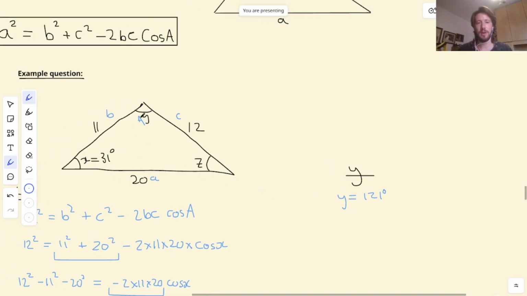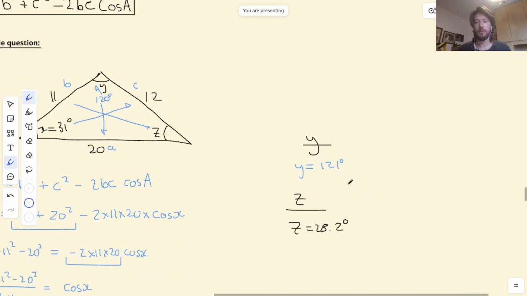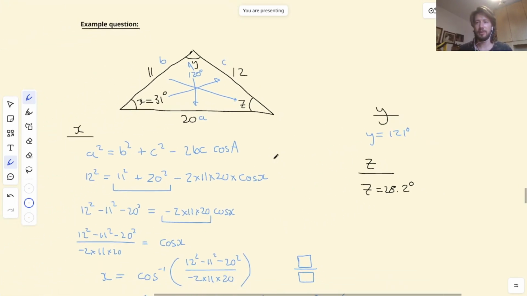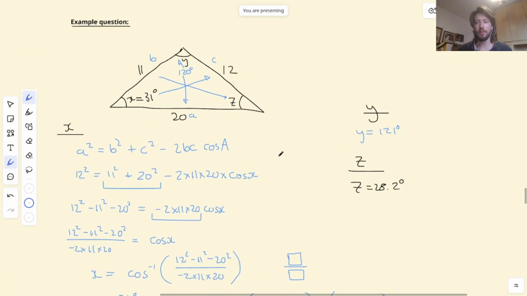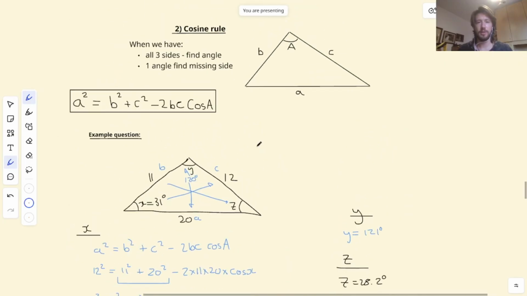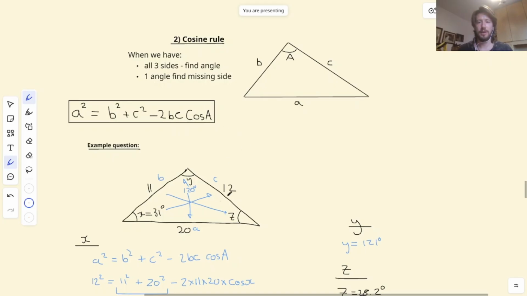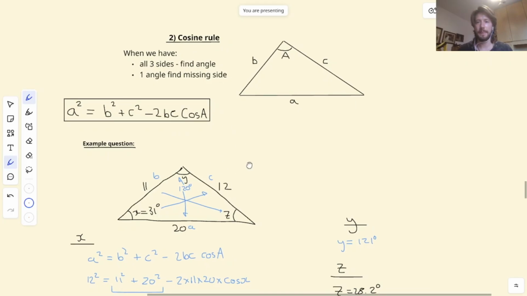which you might expect. 20 is the longest side. The greatest angle should be opposite that. Okay, I hope you managed to get all of those right. If you didn't, please write to me in the comments and we can see where you've gone wrong. Now, that's the cosine rule, a long and tedious formula, but a very powerful tool, as you can see.